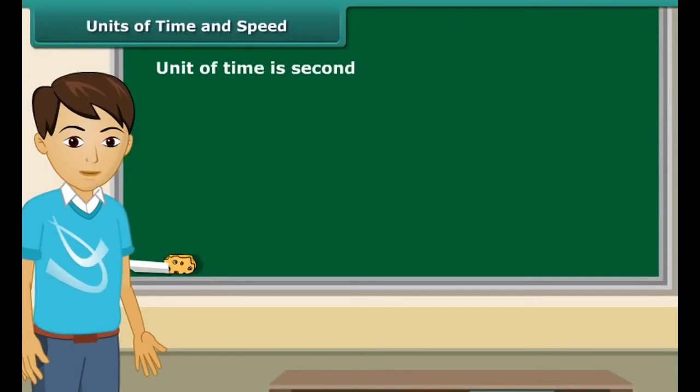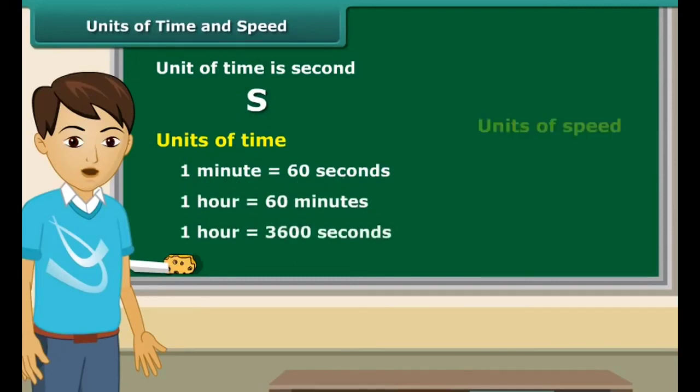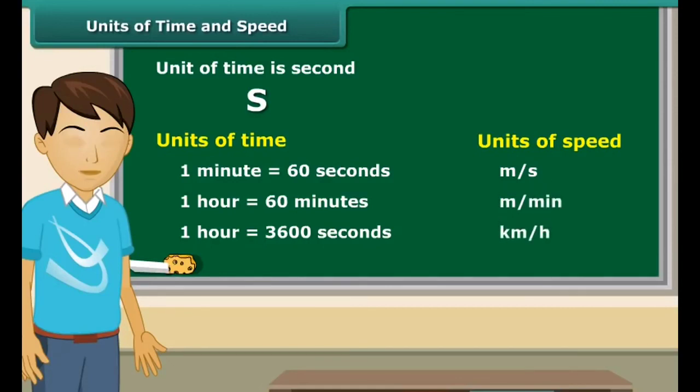The unit of time is the second, denoted by the small letter s, that is 1 s, or 1 second, and 1 minute is equal to 60 seconds. 1 hour is equal to 60 minutes. 1 hour is equal to 3600 seconds. The unit of speed is meter per second, meter per minute, kilometer per hour.